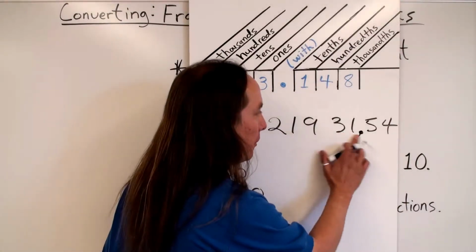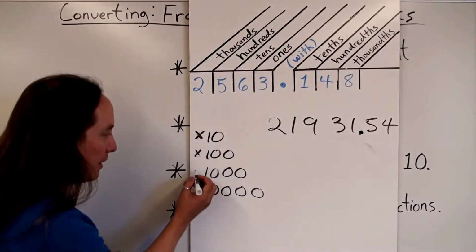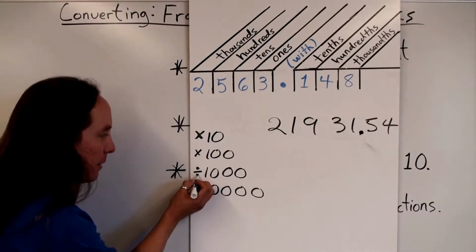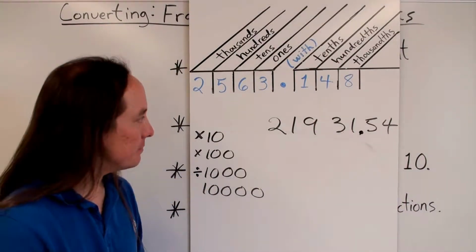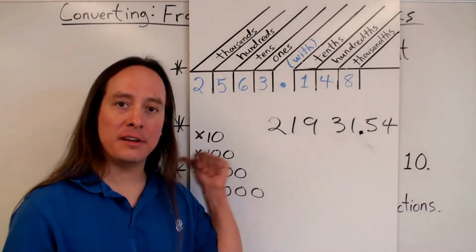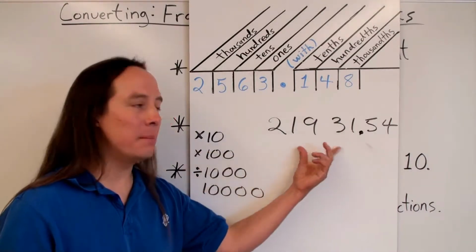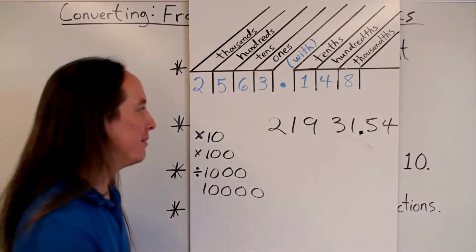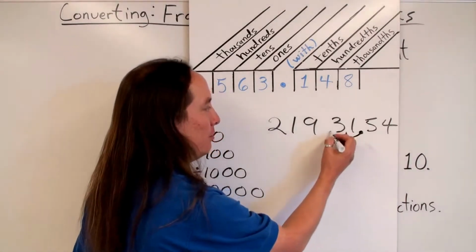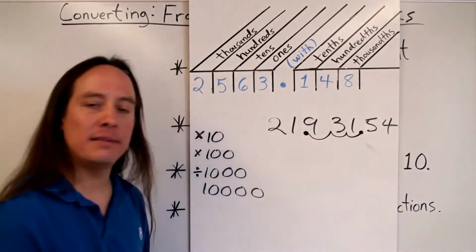Let's leave the decimal point where we have it now, and let's go ahead and divide by 1,000. Let's try that out. What would that look like? Well, dividing is going to be moving the decimal to the left, or making the number smaller. Okay? So 1,000 has three zeros, so I got to move that point 1, 2, 3 places to the left.